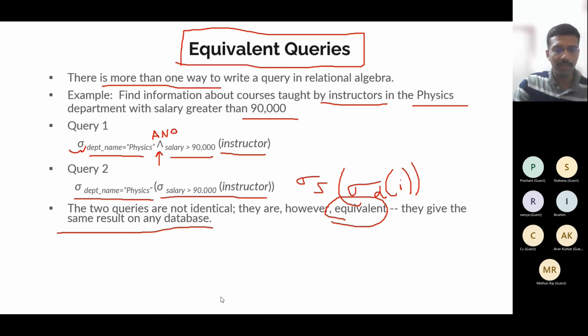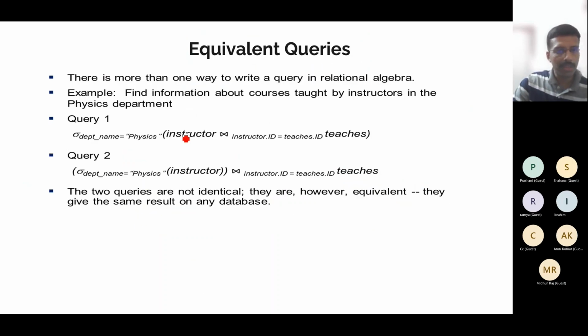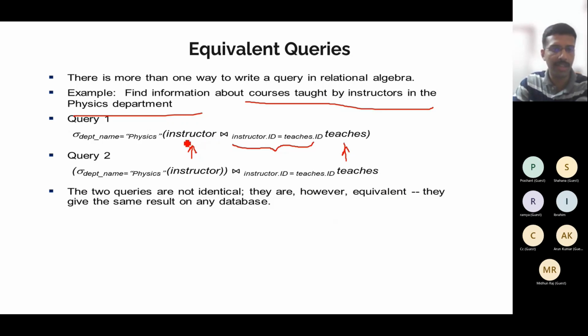Then let's see some more equivalent queries. Similar to this, suppose I am doing a join operation. I want more information about the courses taught by instructors in the physics department. So there is an instructor table and there is a teaches table which corresponds to which courses each instructor is teaching. I want to do a join of those based on instructor ID and the teacher's ID as my join predicate. And then I want to select where the department name is equal to physics.